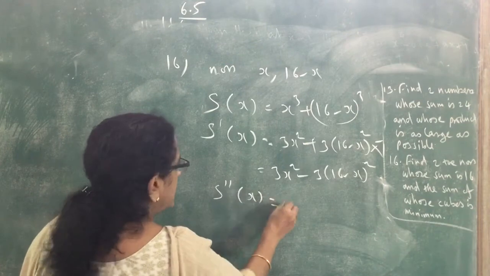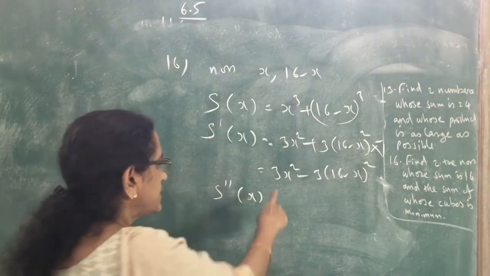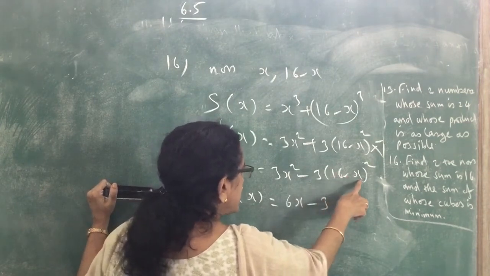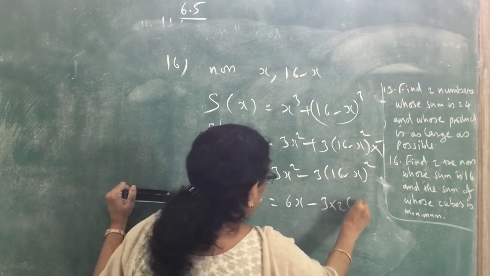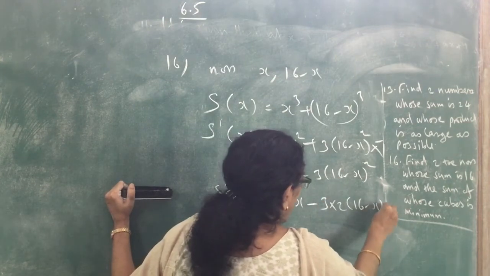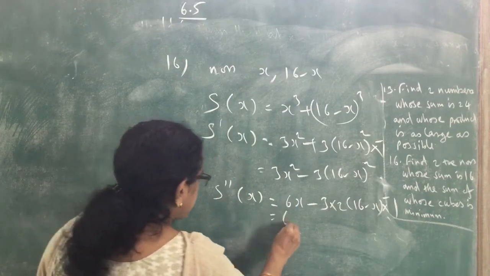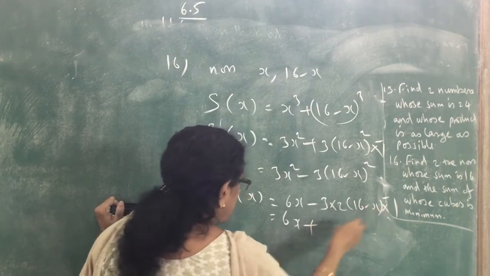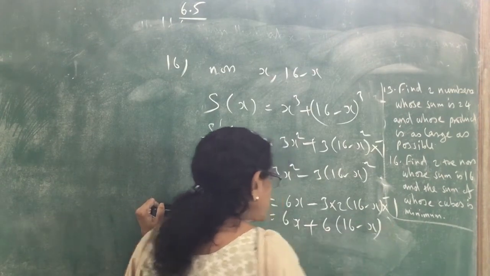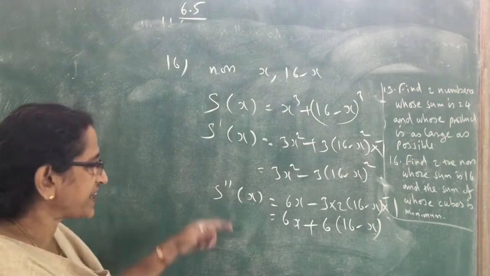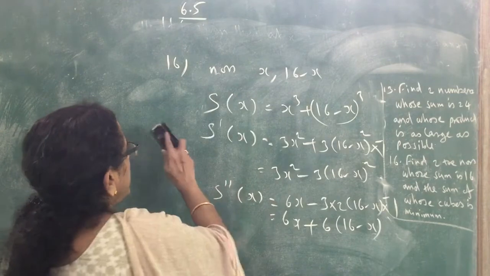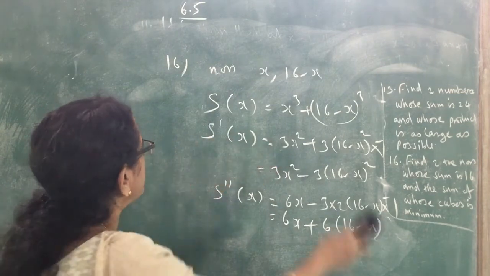Second derivative of s of x equals the derivative of 3x square, that is 6x, minus 3 into the derivative of (16 minus x) whole square. So 2 into (16 minus x) into the derivative of (16 minus x), that is into minus 1. So we get 6x, minus into minus is plus, 3 into 2, 6 plus 6 into (16 minus x). So this is the second derivative. After getting the value of x, we can substitute here. Now we can find the value of x. Then s dash x equal to 0 implies we can find.